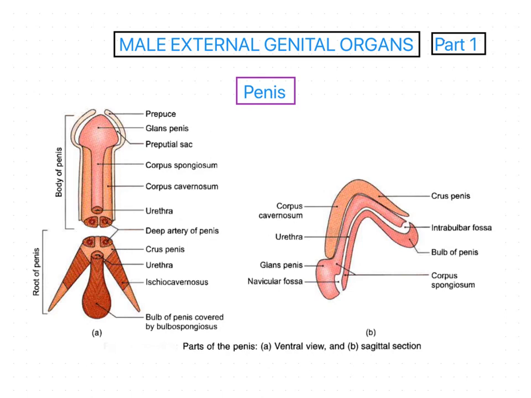Dear students, welcome back. In this session, we are going to discuss male external genital organs, part 1. These male genital organs are situated both outside the pelvic cavity and within the pelvic cavity.